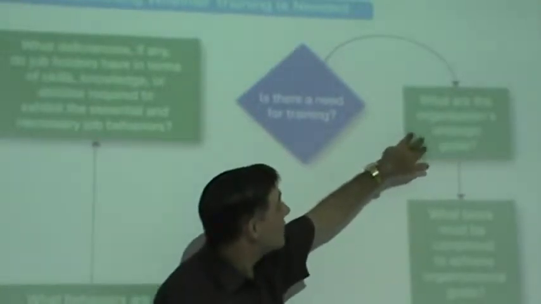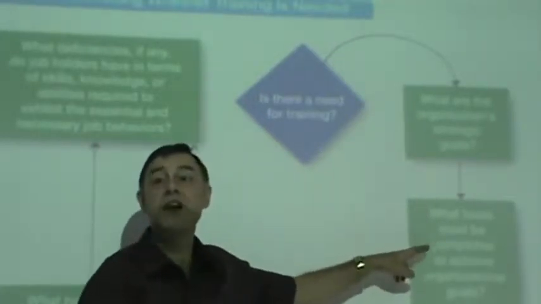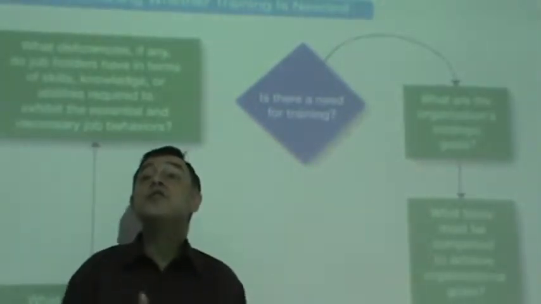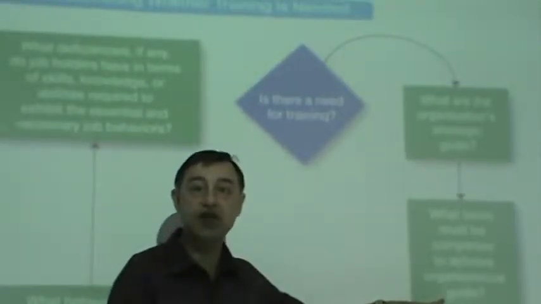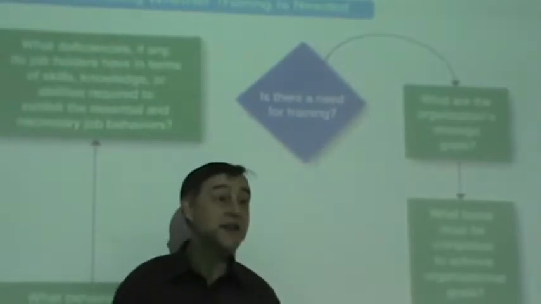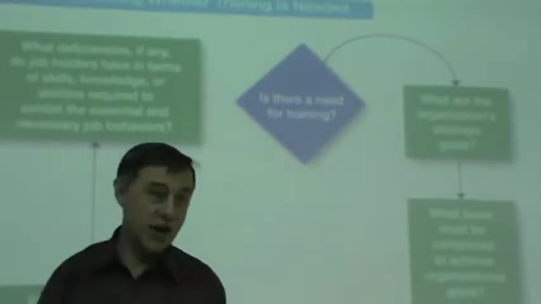Once you know your organization's goals, you need to know and understand what tasks must be completed. In other words, what do you need to do to achieve your organizational goals? So, first of all, where you want to be. Second, how you're going to get there. And then you're asking the question, what behaviors are necessary for the job? What do you need to do for a waitress? What you need to do to get the job done.